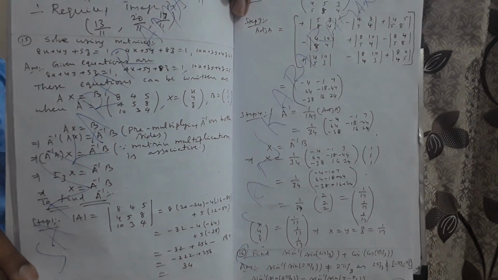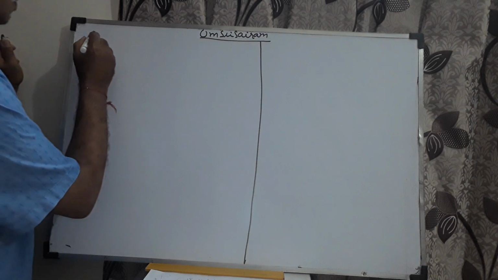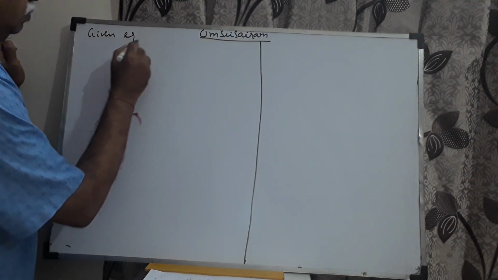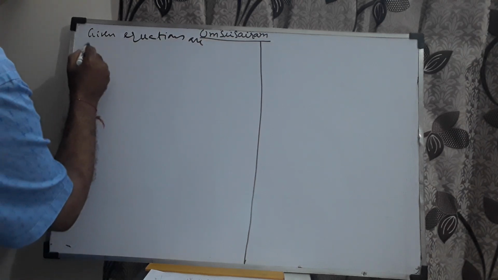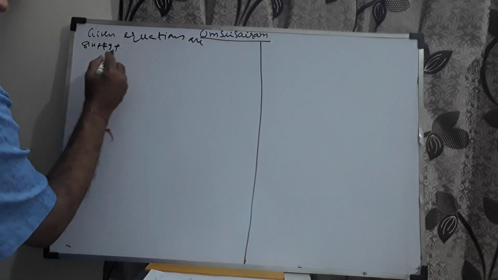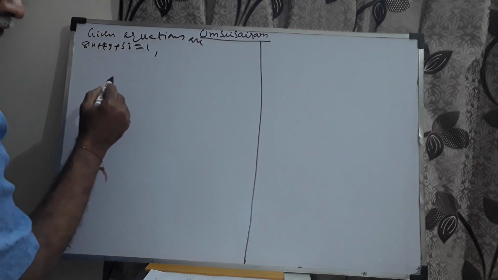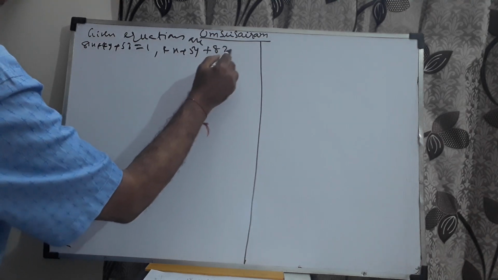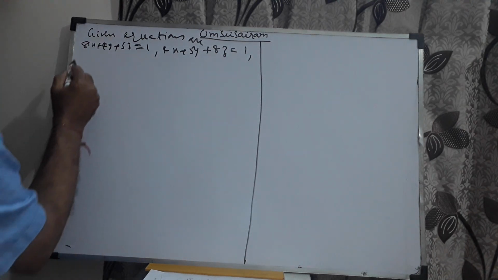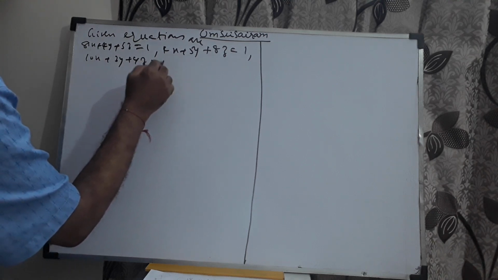Solve using matrices, solve using inverse of a matrix, everything is the same. Now let me start with the answer. Given equations are, 8x plus 4y plus 5z is equal to 1. Then the second equation, 4x plus 5y plus 8z is equal to 1. Then 10x plus 3y plus 4z equal to 1.